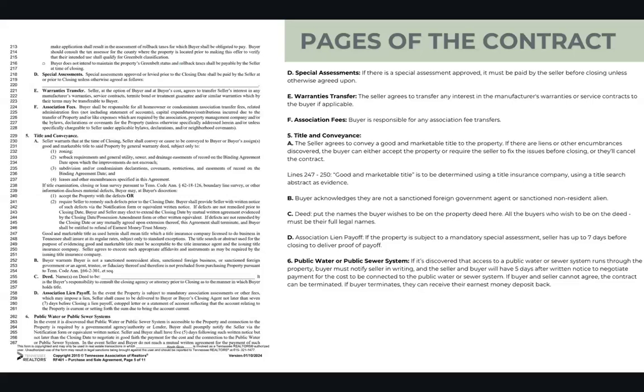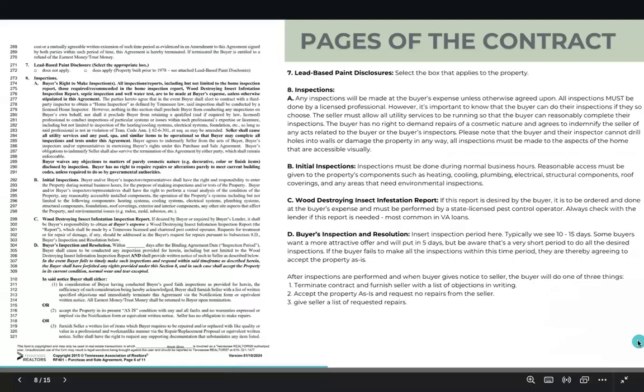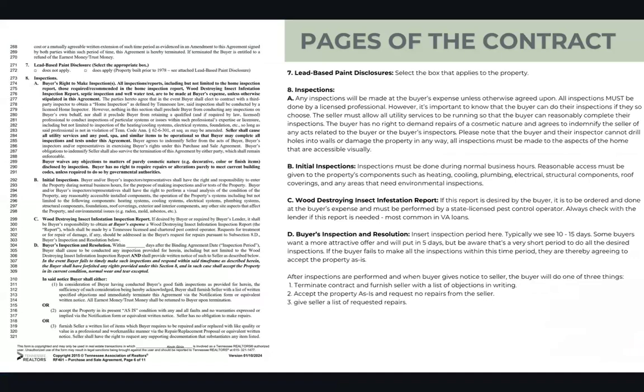And number 6 covers public water or public sewer. If it's discovered that access to a public water or sewer system runs through the property, the buyer must notify the seller in writing, and the seller and buyer will have 5 days within written notice to negotiate payment for the cost to be connected to the public water or sewer system. If the buyer and seller can't agree, the contract can be terminated. If the buyer terminates, they can receive their earnest money back. Lead-based paint disclosures. So you'll select the box that applies.